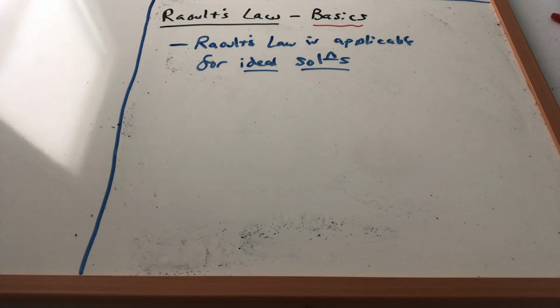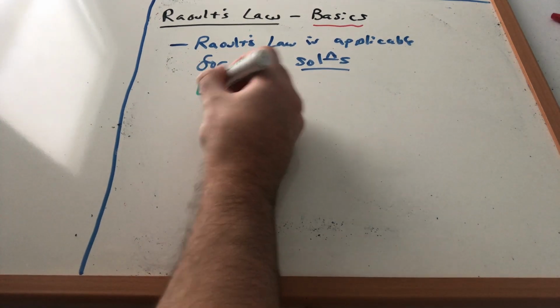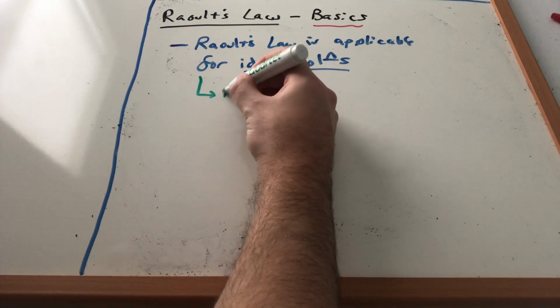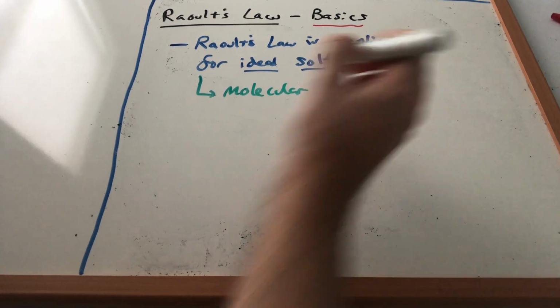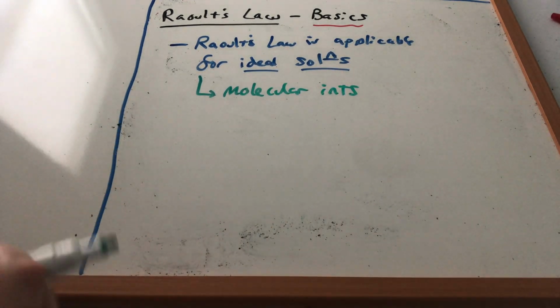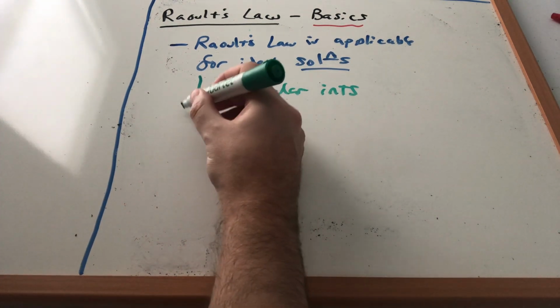We're mixing two liquids together. So what is an ideal solution? When can we assume that Raoult's law is applicable? It's all about molecular interactions from the basic level. Essentially, when you put two liquids together or dissolve something in another liquid, you have a solute and solvent.